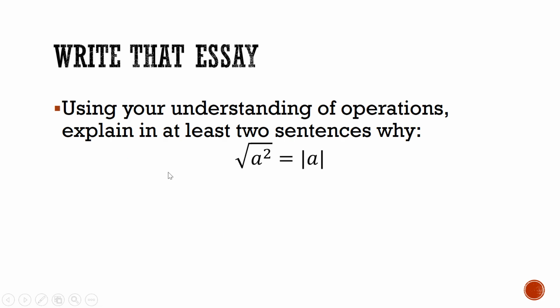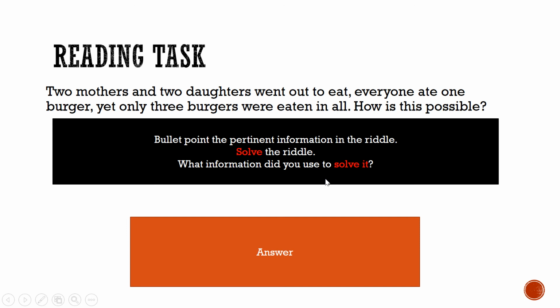Now, for the write that essay task, I want you to write 2 sentences explaining why the square root of a squared equals absolute a. Just 2 sentences. And then solve this riddle. So 2 mothers and 2 daughters went out to eat. Everyone ate 1 burger, yet only 3 burgers were eaten in all. How is this possible?